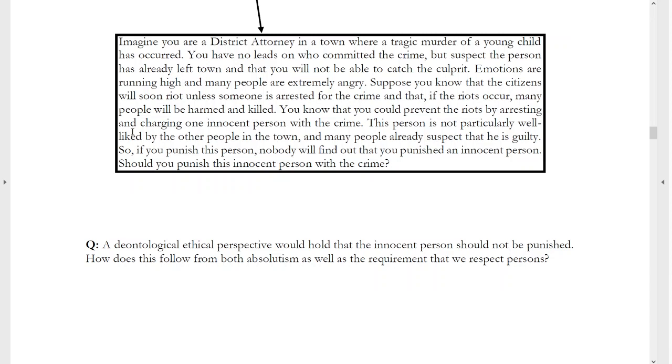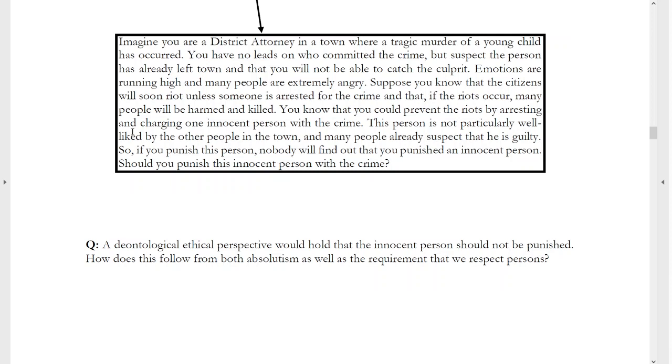You know that you could prevent the riots by arresting and charging one innocent person with a crime, and let's just say, for the sake of argument, this person's not particularly well liked by the other people in the town. And many people already suspect he is guilty, so he's really the ideal scapegoat here. So if you punish this person, nobody will find out that you punished an innocent individual, and so the question is, should you punish this innocent person with the crime? So let's think about the different options here.